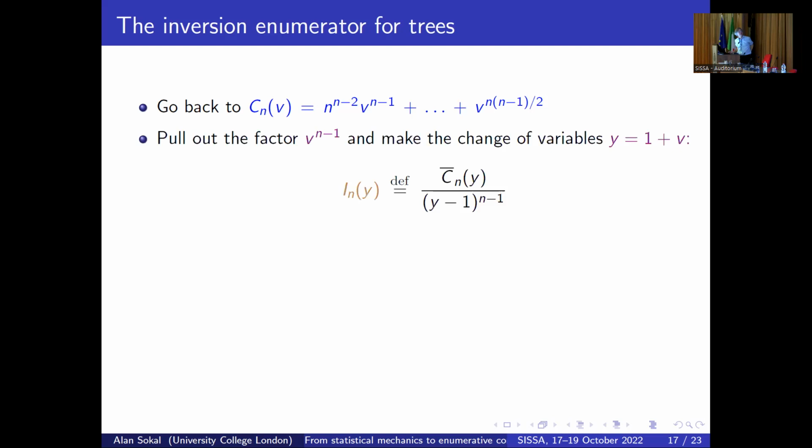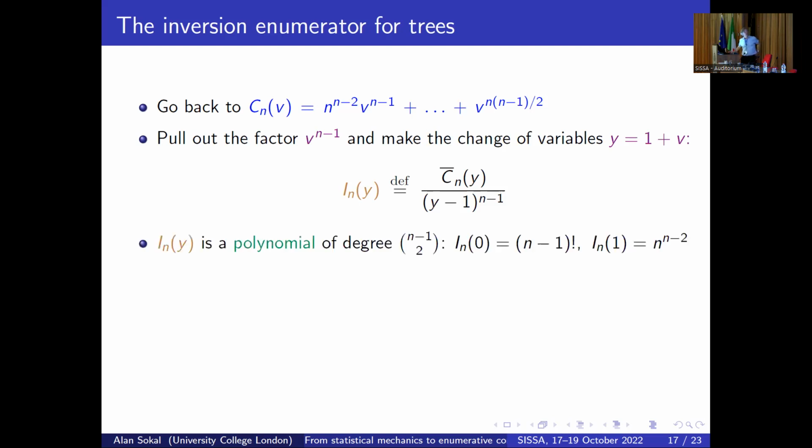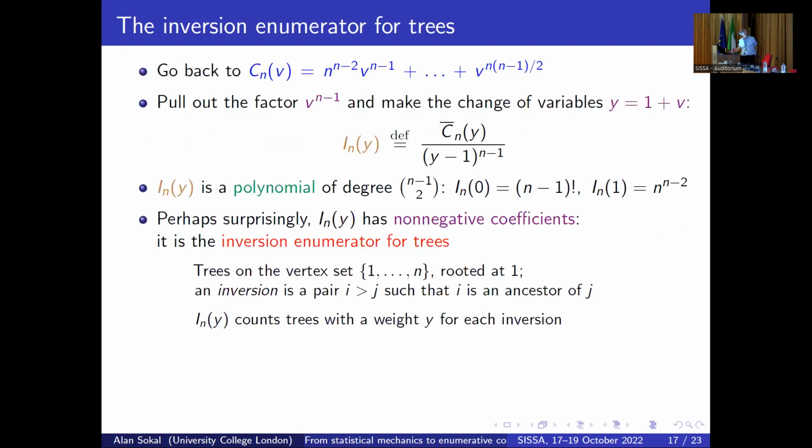So I want to pull out the factor v to the n-1 and make the change of variables that we did before. And so I'll just pull out that factor and define I_n(y) like this. It's obviously a polynomial in y because the factor I pulled out was there. It's a polynomial of degree n-1 choose 2. Its value at 1 is n to the n-2. Its value at 0, it's not hard to show, is (n-1) factorial.